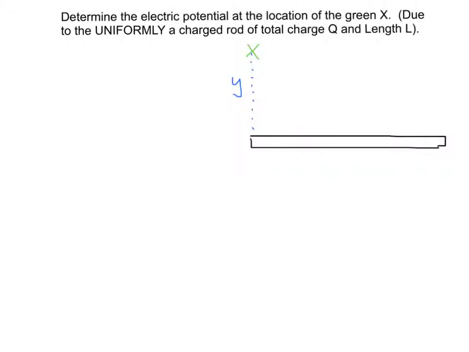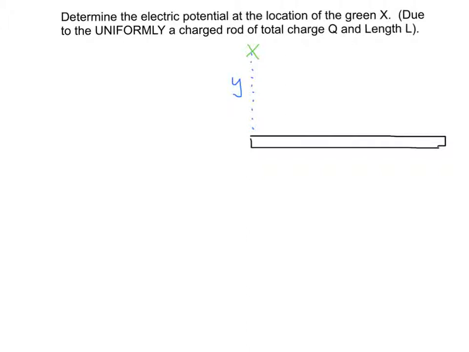In this example problem, we have a uniformly charged rod of length L. So this is the length L from here to here. And let's say it has total charge Q on it that's distributed uniformly. What we want to do in this problem is find the electric potential at the location of this green X here.